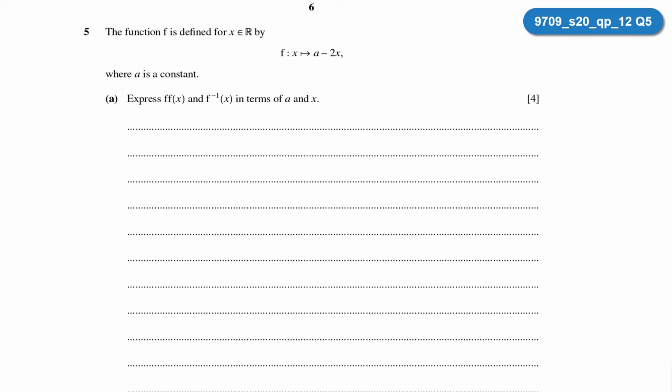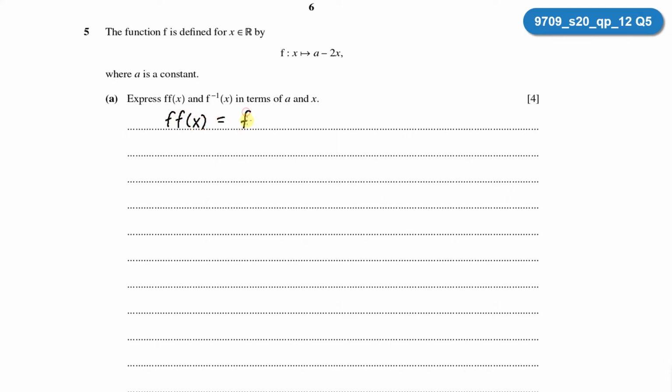The function f is defined for x, an element of all real numbers, by f of x is equal to a minus 2x, where a is a constant. So on a, express f squared of x and f inverse of x in terms of a and x. So let's start with f squared of x.